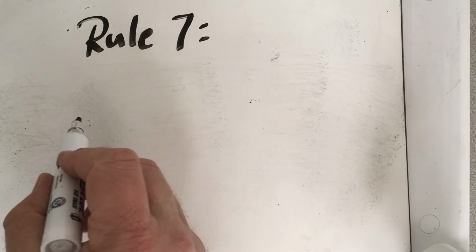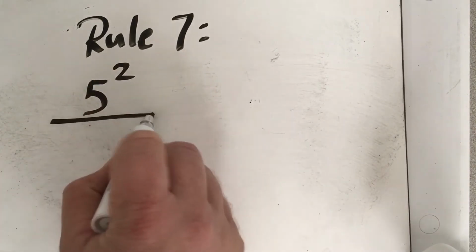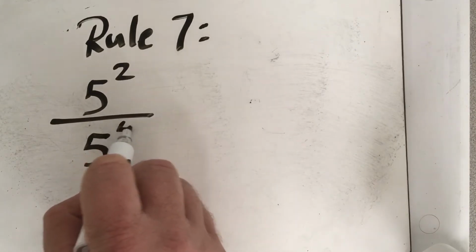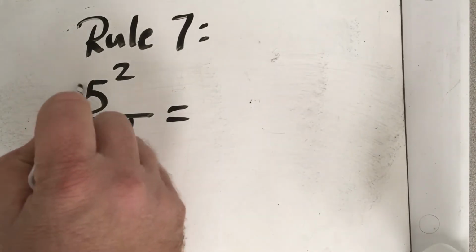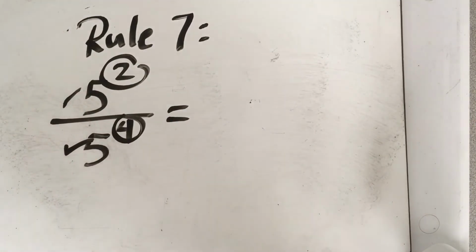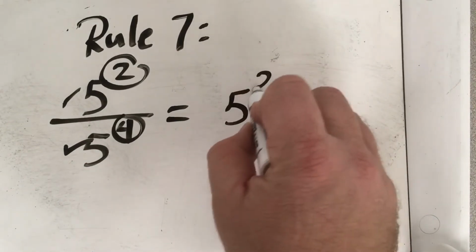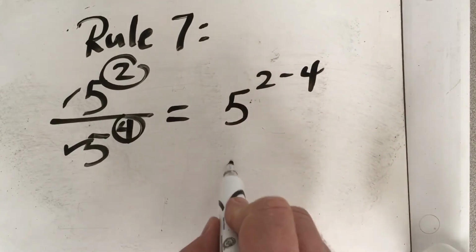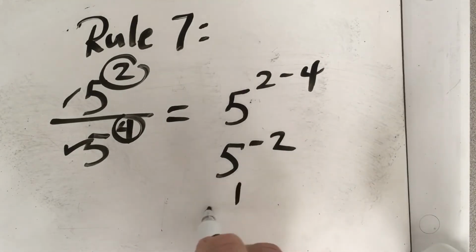All right, here's the fun part. Let's put it all together. Let's say we had 5 squared over 5 to the 4th. You learned earlier that when you have the same base, 5, and different exponents, you can subtract. Well, 2 take away 4 comes out negative. But now you have this new rule that does not allow you to leave your answer like that. So you're going to go one step further.